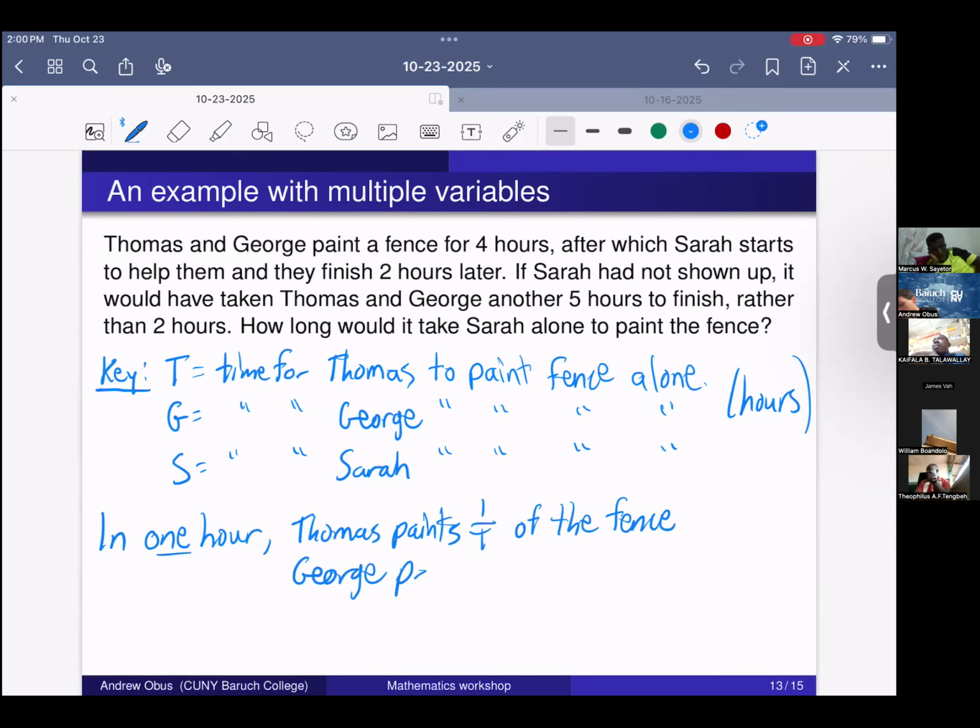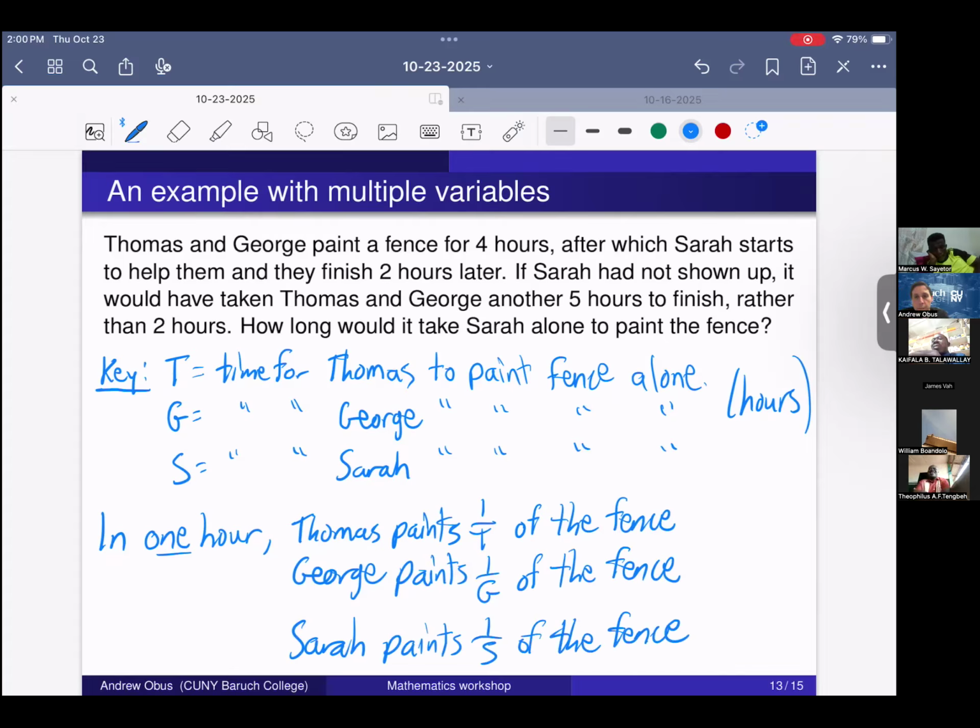George paints 1 over g of the fence. And Sarah paints 1 over s of the fence. Okay, right? Because if it takes Thomas 6 hours, then he's going to paint 1/6 of the fence in 1 hour. Okay, so I claim this is all that we need for the key.